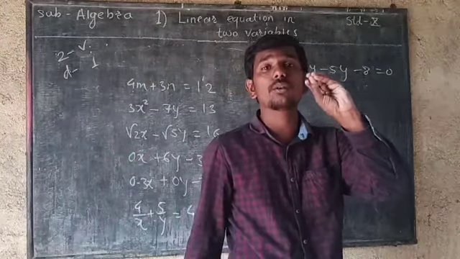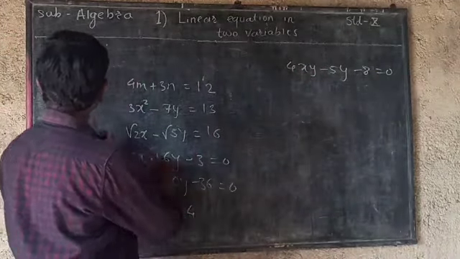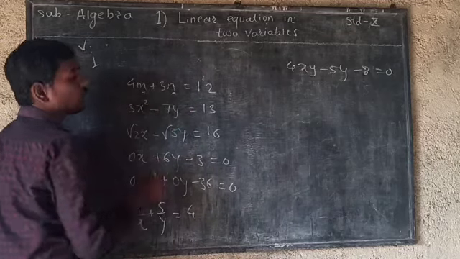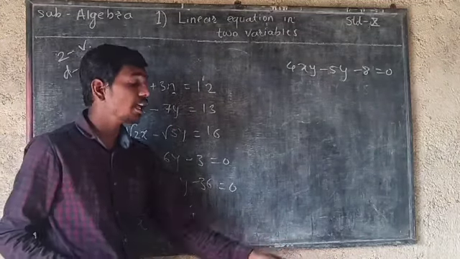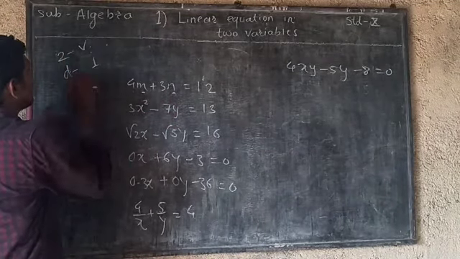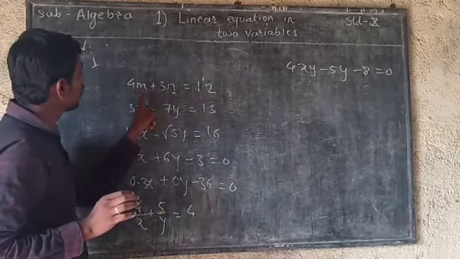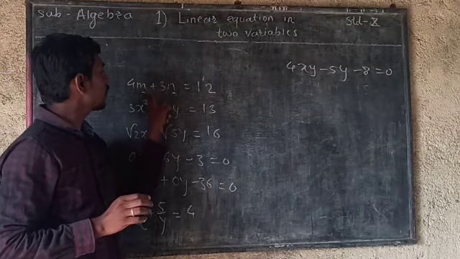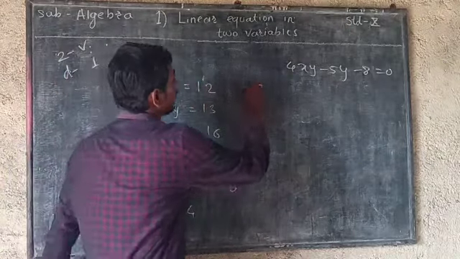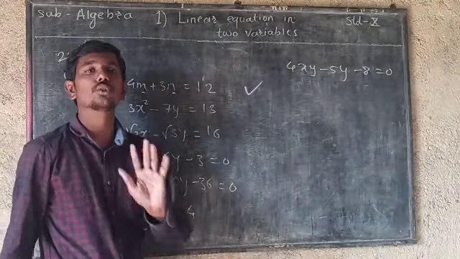So we have to see only those things. Which is the first thing? Are there two variables? Yes, m and n both are variables. So there are two variables, right? Now the second condition, degree 1. Degree must be 1. The degree of m is 1, and n is 1. It means it is definitely a linear equation in two variables, right?